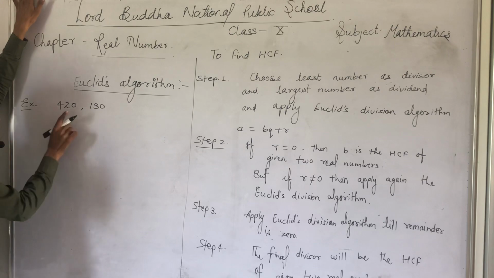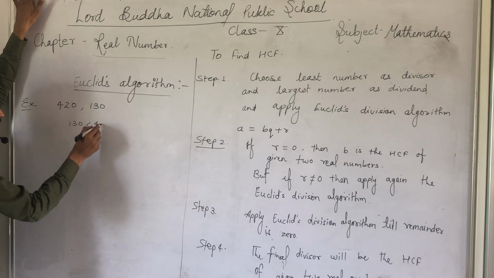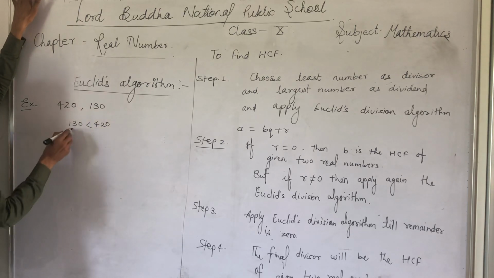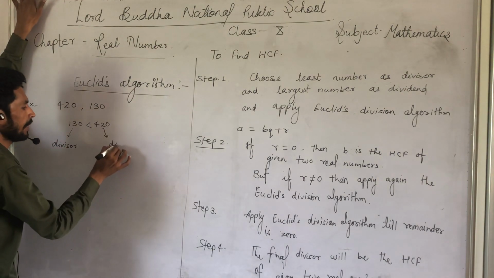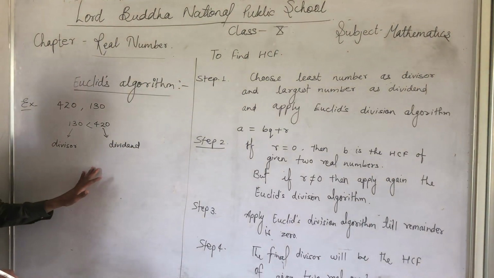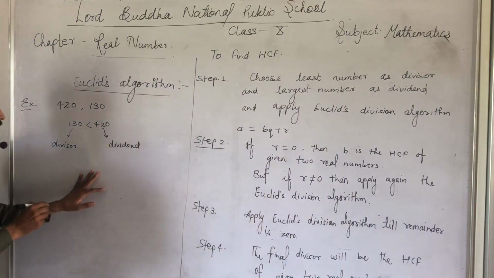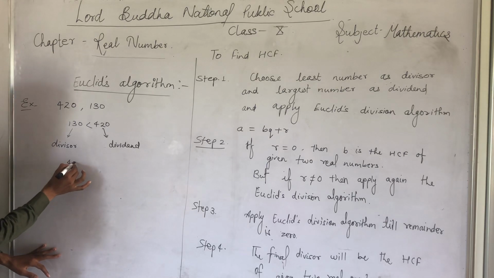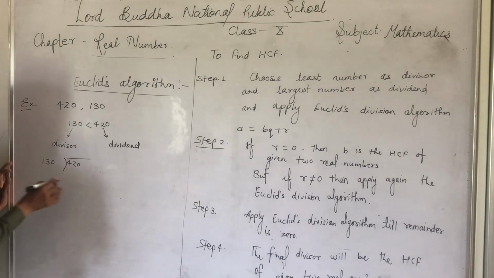So, which number is least? 130. So, 130 is less than 420. So, 130 will become the divisor and 420 will become the dividend. In this process, apply Euclid's division algorithm. That means 420 is the dividend, 130 is the divisor.